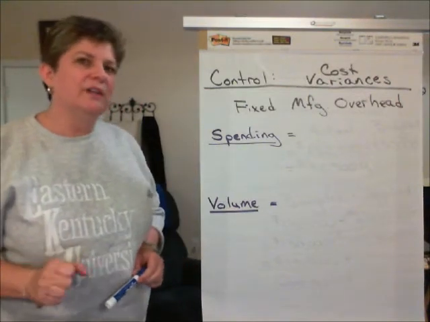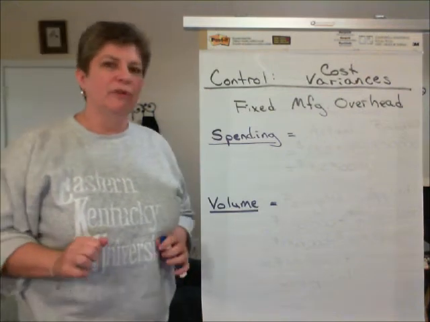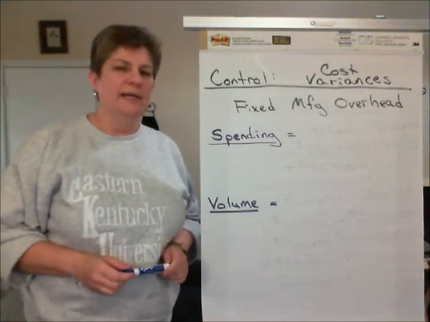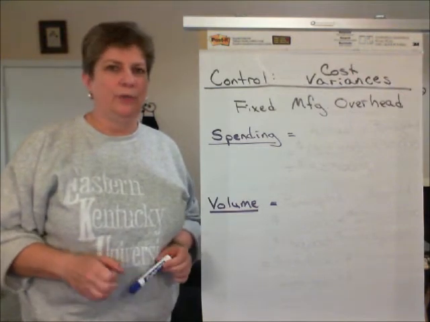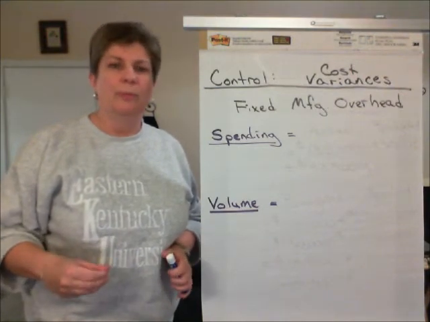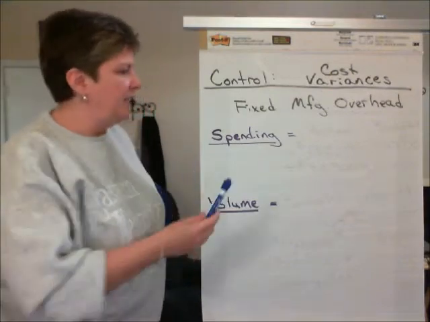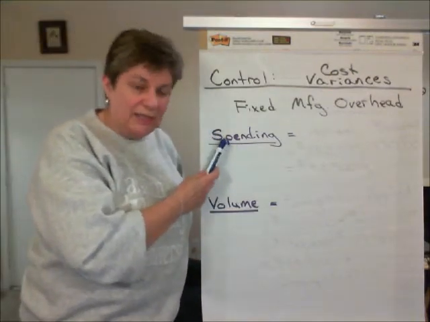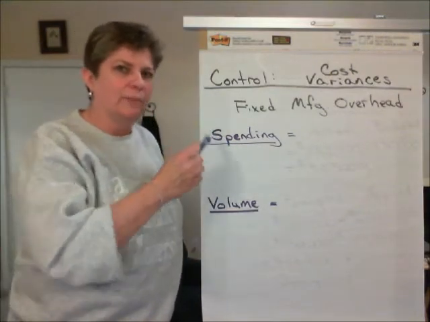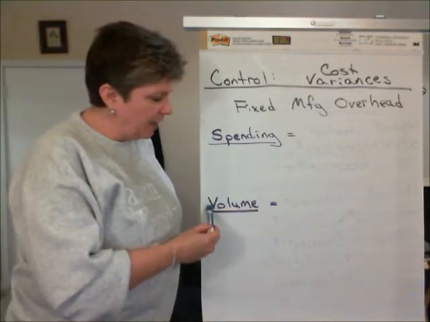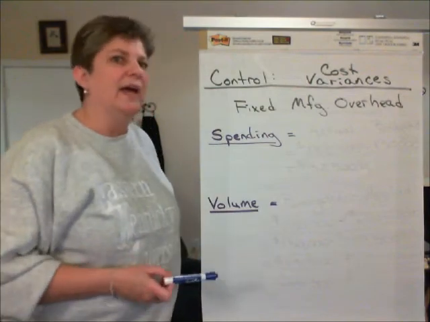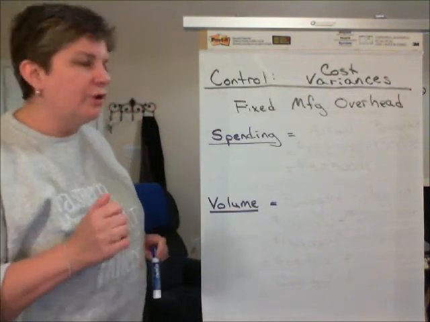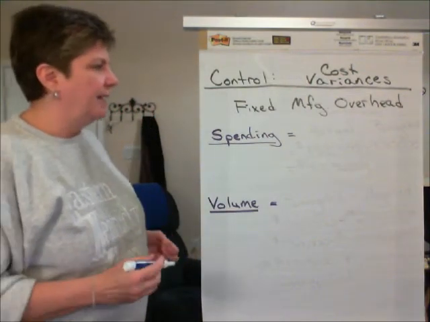So the final set of variances we're going to look at are for fixed manufacturing overhead, and the formulas for these are different from those that we used for the variable product cost. Of course, it's still a spending variance, so that terminology is similar, but the other variance we calculate for fixed overhead is volume, and we'll look at that in just a few minutes. But first, the formula for the fixed overhead.